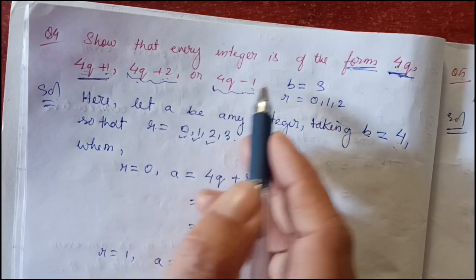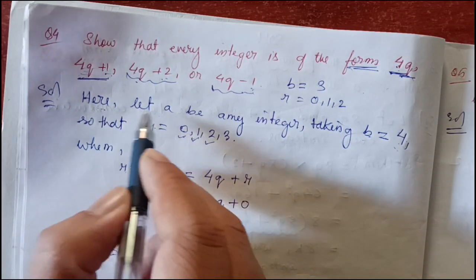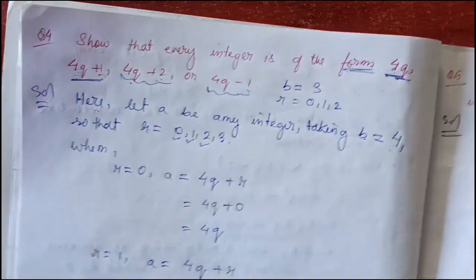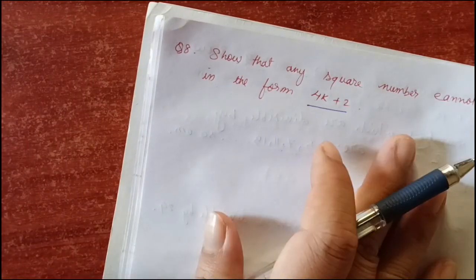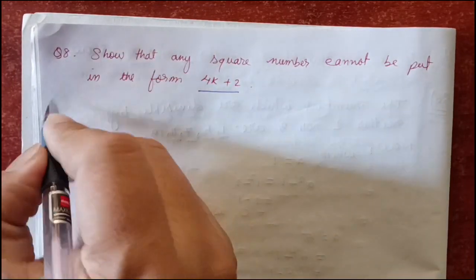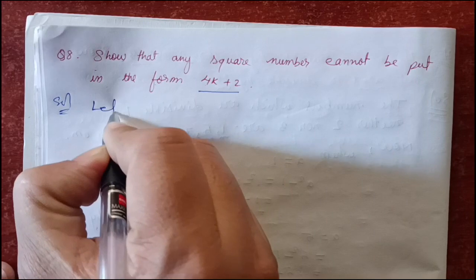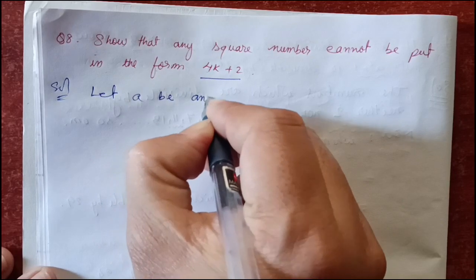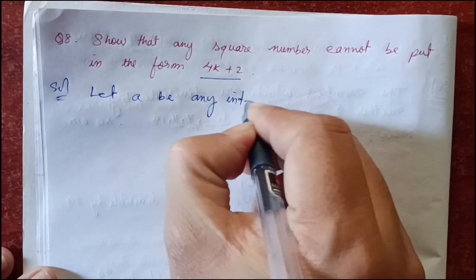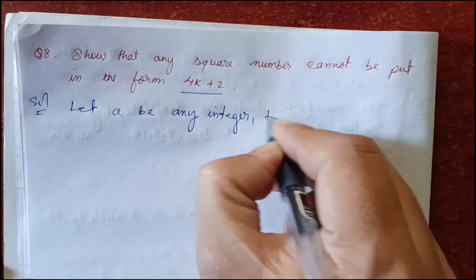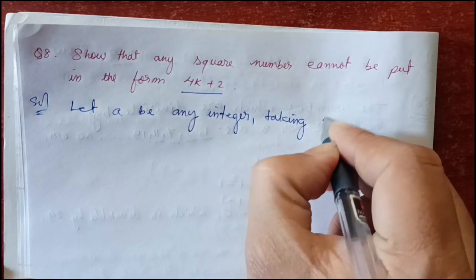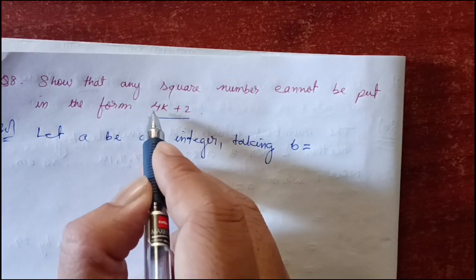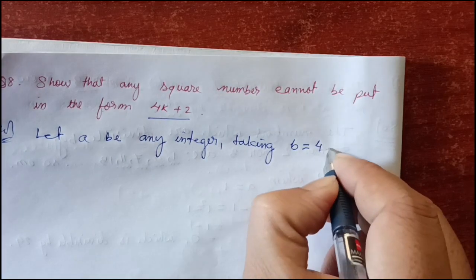Okay, so I told you when forms is given, do you still remember? When forms is given, you start in this way. Here let a be any integer, taking b equal to 4. Why? Because all the numbers are 4, right? So in this question also, let a be any integer taking b equal to, here in our question, what is the number? The first number is 4, that is why we should take it as 4.